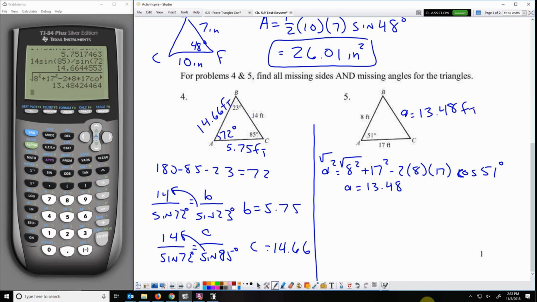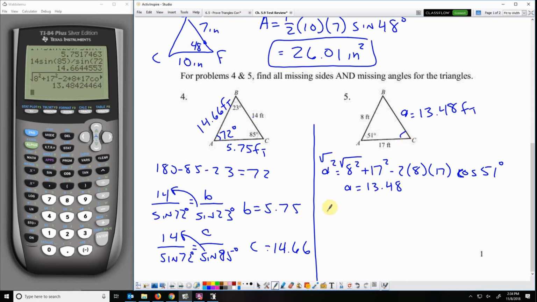Okay? Now I have some things opposite. So I could use law of sines to try to find angle B or C, but that could give me some wrong answers because law of sines leaves opportunities for 0, 1, or 2 different triangles. So anytime I can use law of cosines to find an angle measure, that's what I want to do. And when I have side, side, side, I can use law of cosines, so I'm going to use law of cosines. So let's say we want to find angle C.